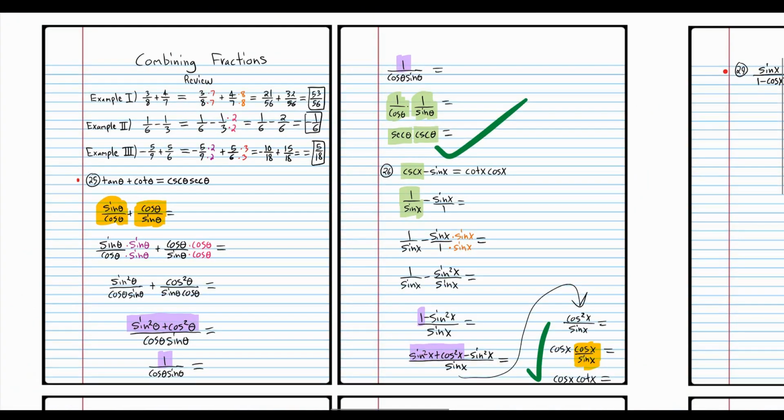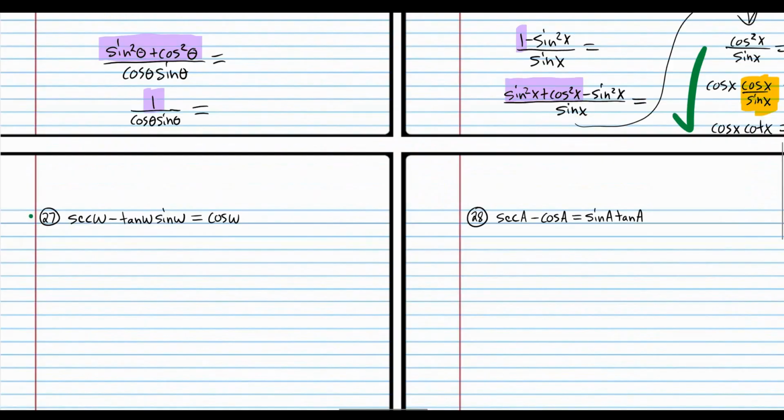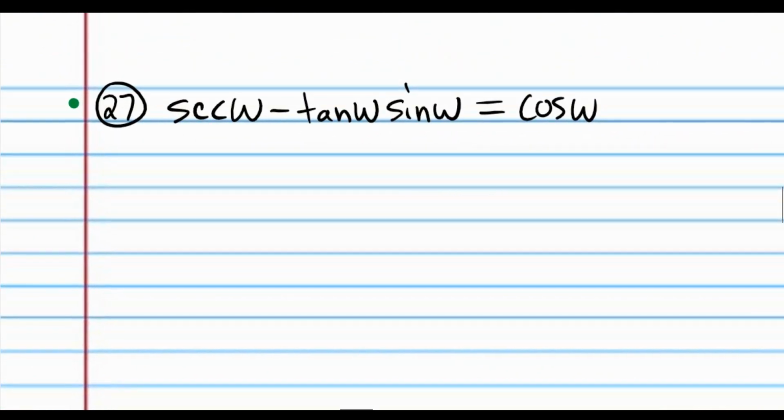Okay, so I want you to take a picture of 25 and 26, and you're going to do 27 on your own. Go ahead and try 27. When you come back, we'll do it together. What you want to do is change this into a fraction somehow by using the ratio identity. Change this into a fraction by using the reciprocal identity.